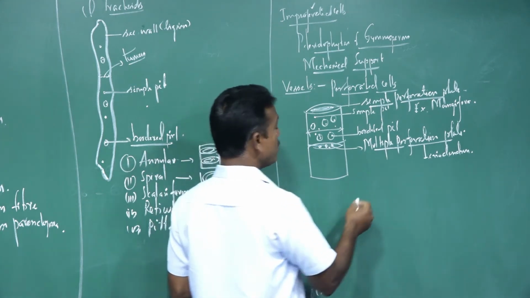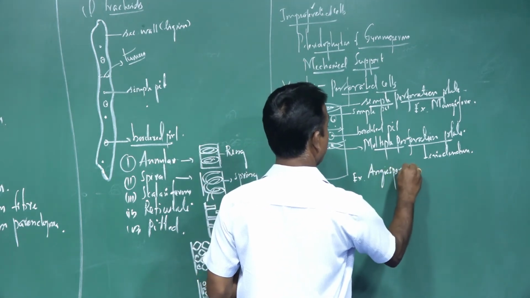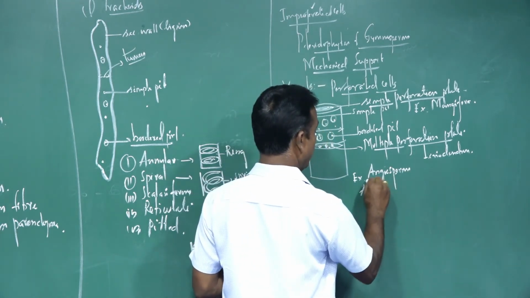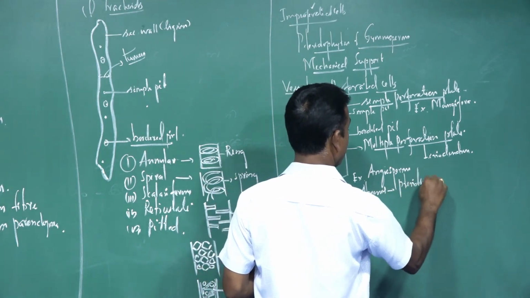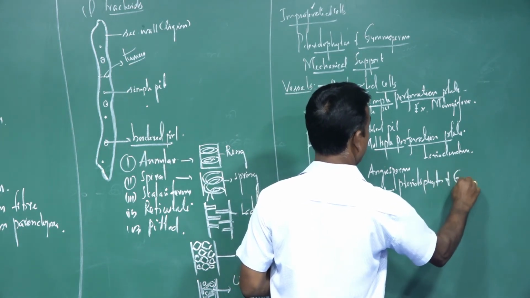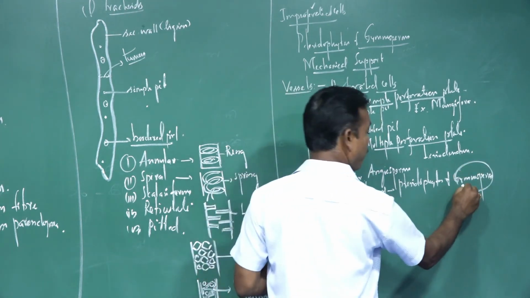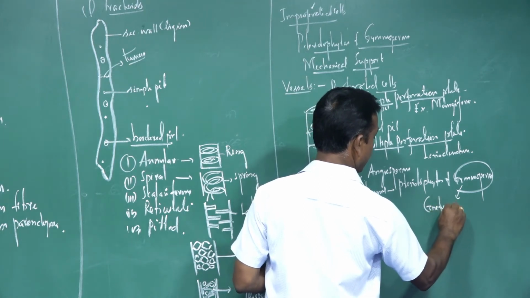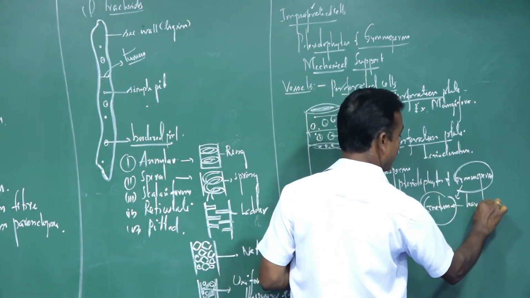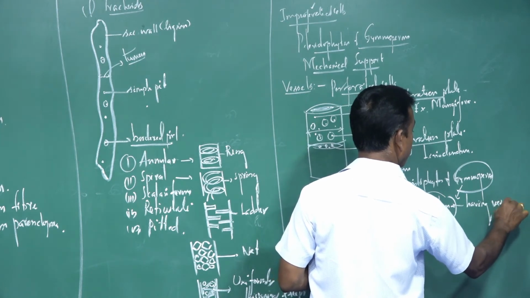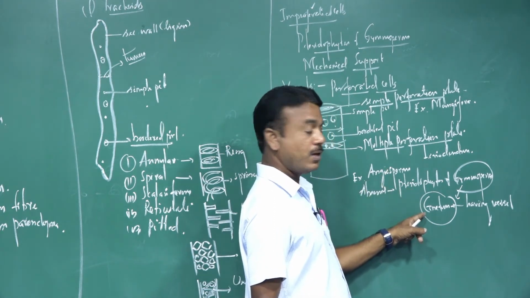So, vessels are the chief water conducting elements in angiosperms. Vessels are absent in pteridophytes and the gymnosperms. In gymnosperms, Gnetum, which comes under the order Gnetales, is the only one having vessels. In general, pteridophytes and gymnosperms lack vessels, but Gnetum alone has them.